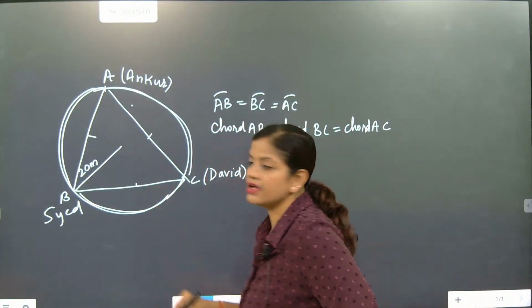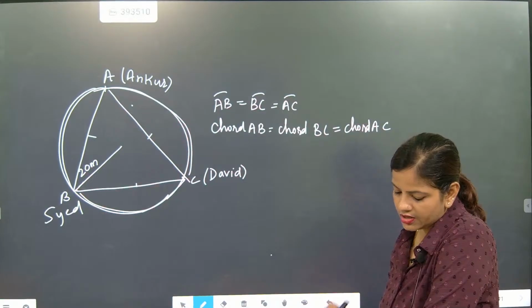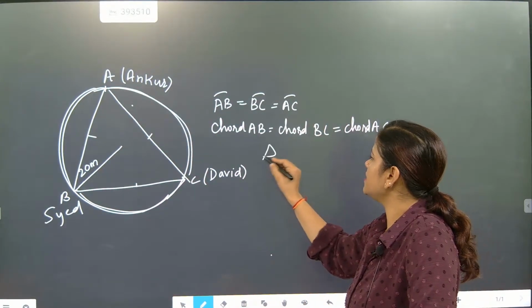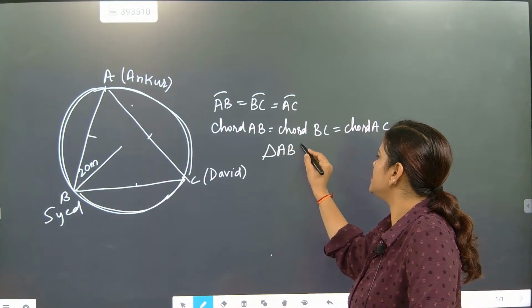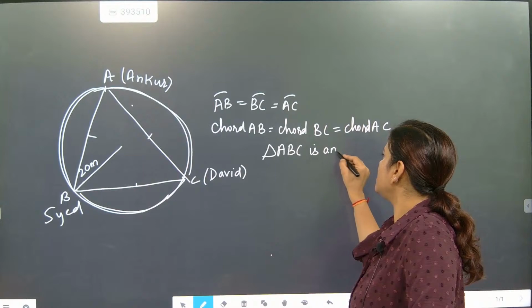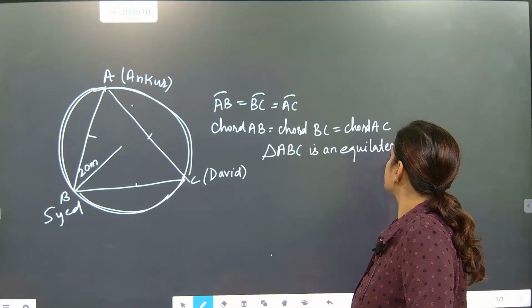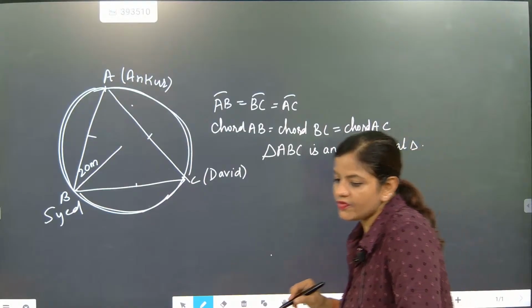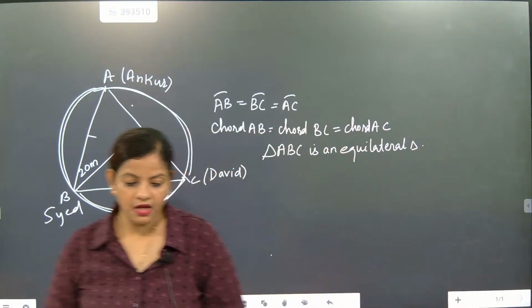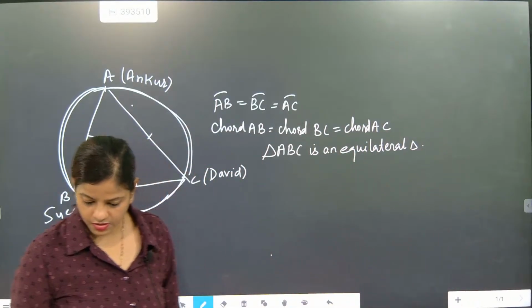So what type of triangle is it, beta? Equilateral triangle. So that means triangle ABC is an equilateral triangle. What type of triangle is it? Equilateral triangle. Now is it buffering?